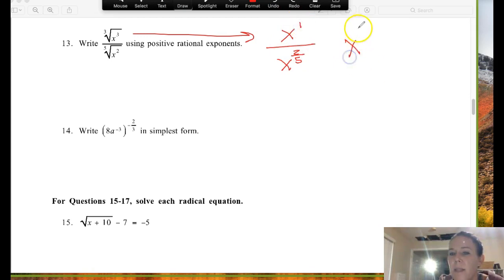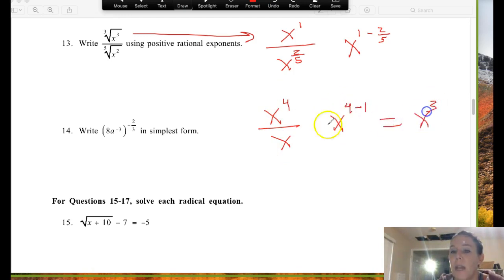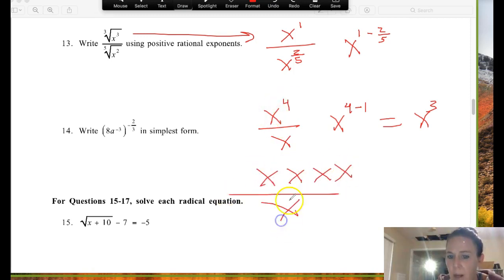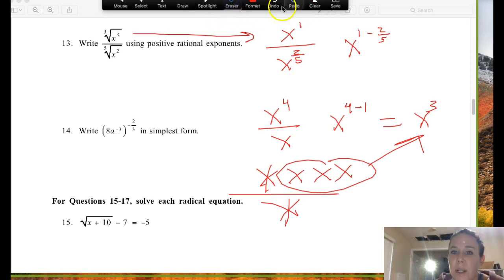So I'm going to write this as x to the first minus 2/5. Same base, you subtract their exponents. That would be like if I have x to the fourth divided by x, well, that's just going to be x to the 4 minus 1, which is just x cubed. And you can check that, write it out. This is 4 x's on top, 1 x on bottom, 1 x divides out and leaves you with 3 x's. So the rule works, just double check it.